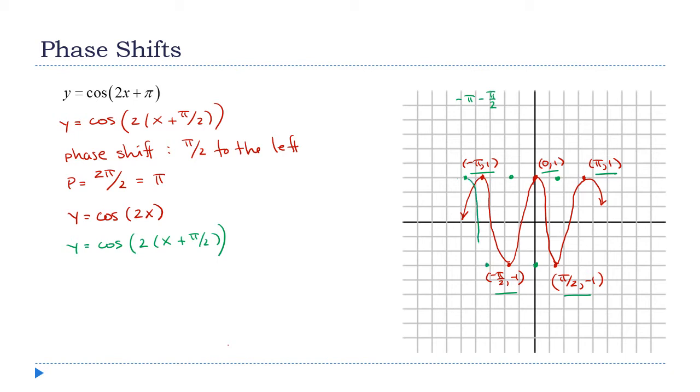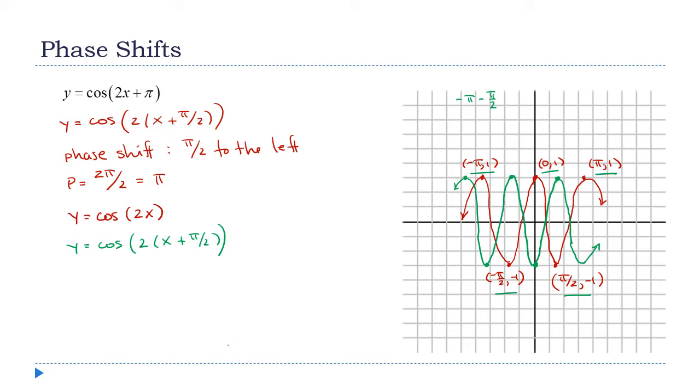So I'm going to go down and up and down and up and down and up, right? And there we go. All right, so that is going to be my graph, y equals cosine of 2x plus pi. Right, and you can kind of see what's happening here. Let's check this real quick, see how good my graph is.